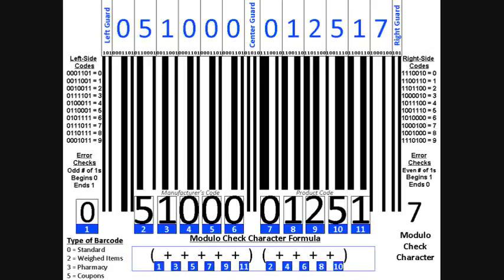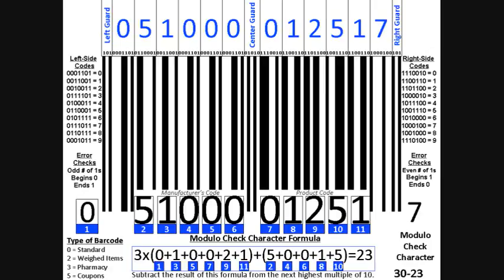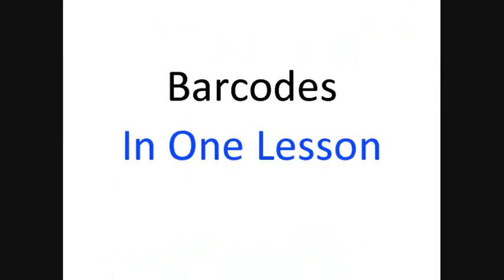It then multiplies the odd numbered digits by 3 and adds that amount to the sum of the even numbered digits. So we'll go ahead and plug in the numbers from our barcode, and we come up with a final total of 23. We then subtract the result of this formula from the next highest multiple of 10 to get the modulo check character. So the next highest multiple of 10 after 23 is 30, and 30 minus 23 is 7. So we know that we have read the barcode correctly. So now you've learned barcodes in one lesson.